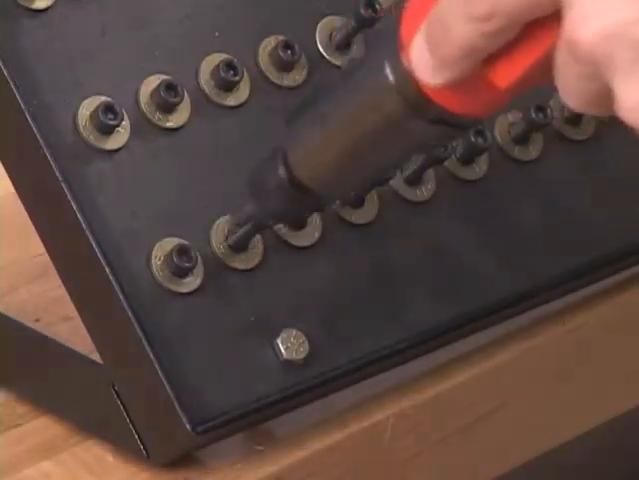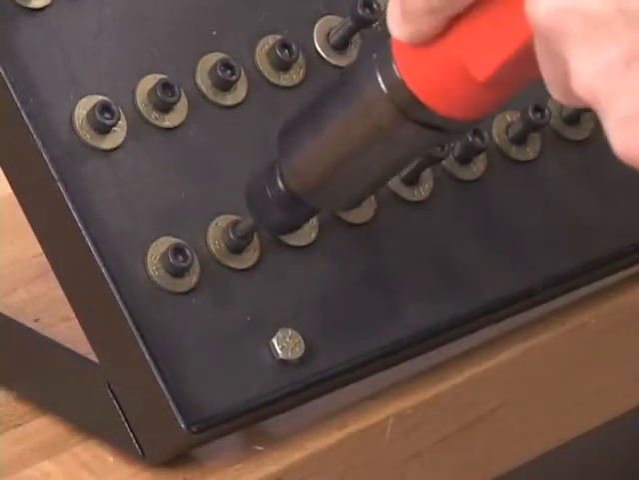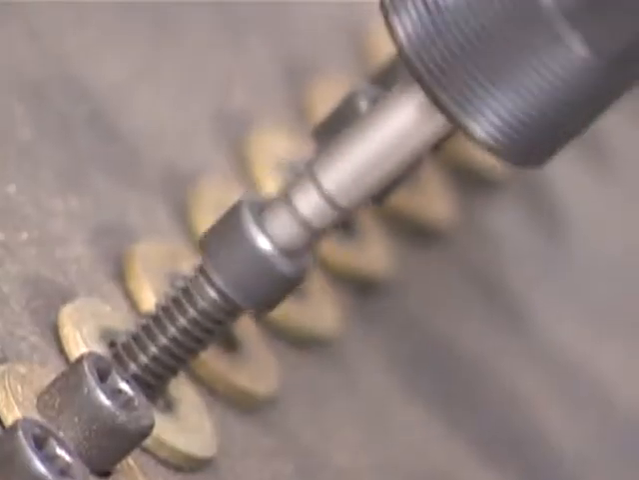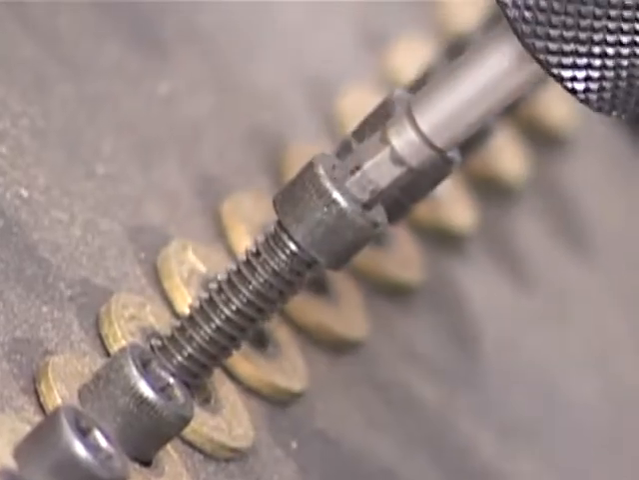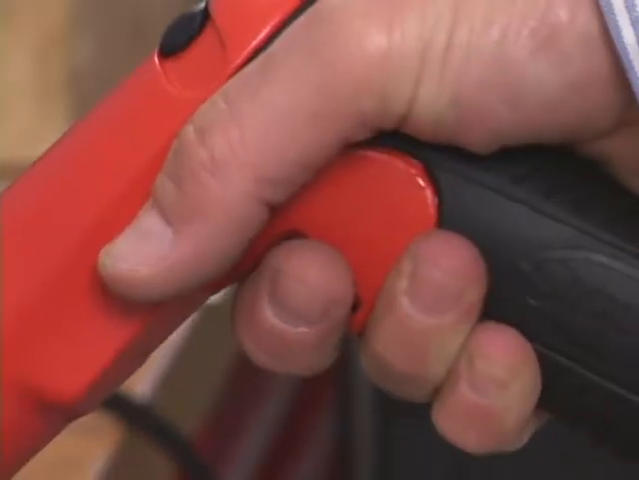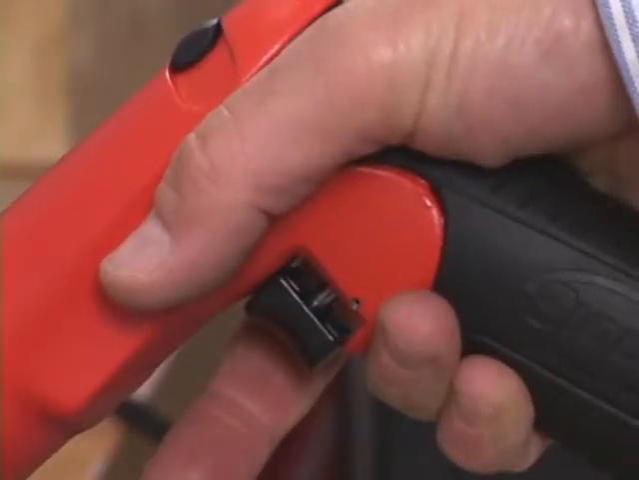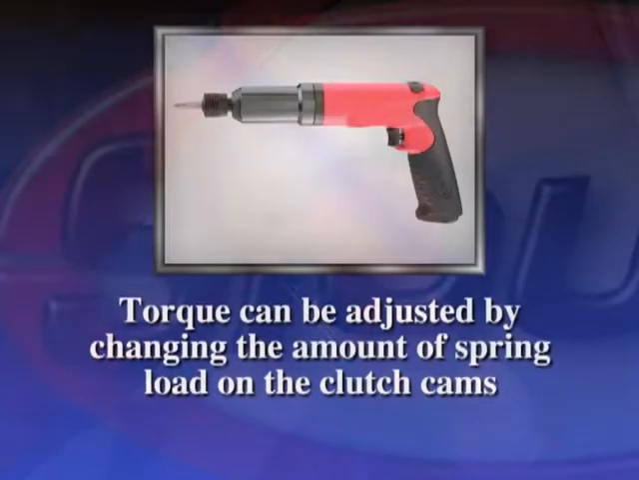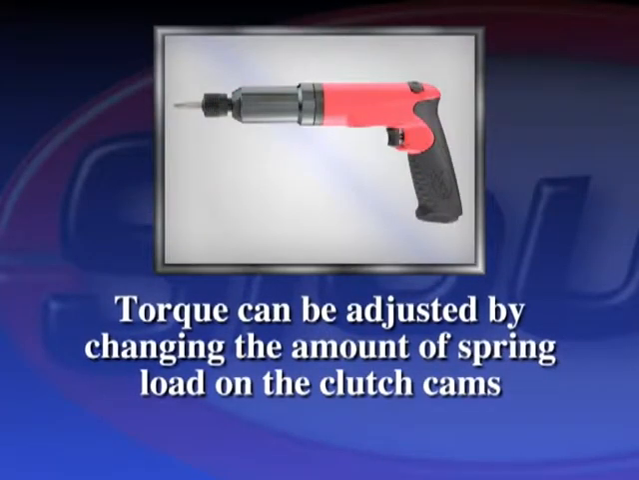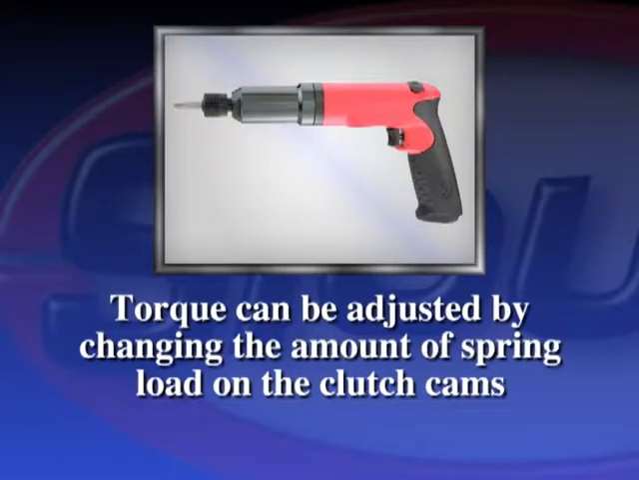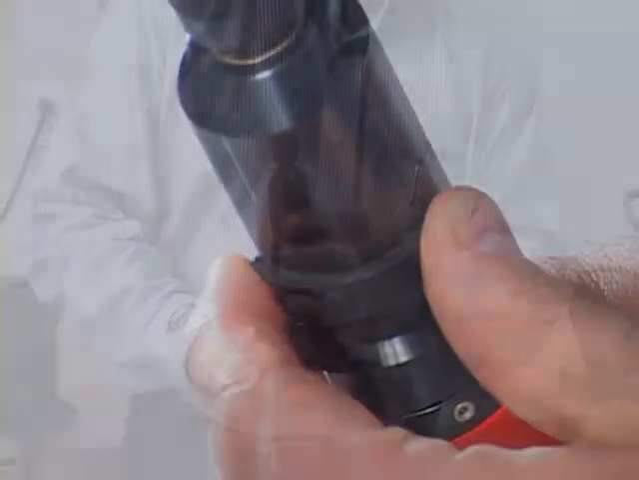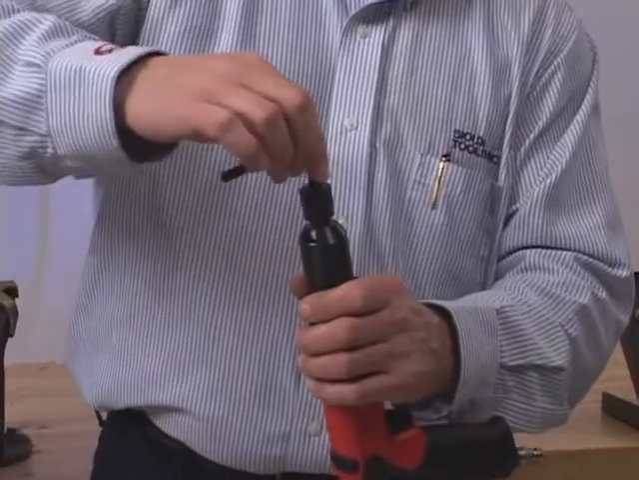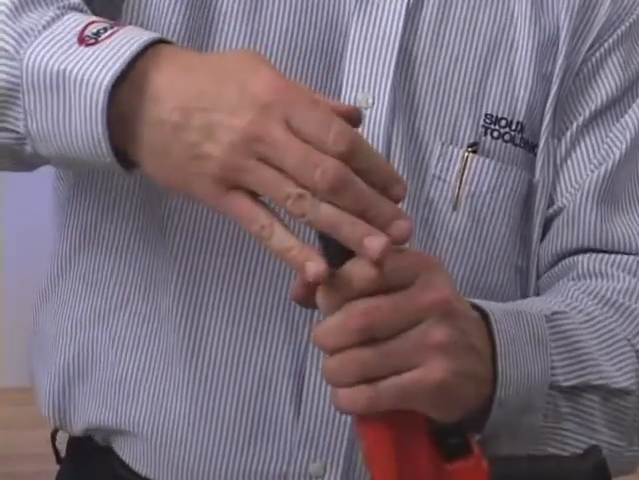The adjustable clutch's output is determined when the tool's preset torque is reached and the clutch cams over the driver cam loads. This causes the clutch to slip, signaling the operator to release the trigger. Torque can be adjusted by changing the amount of spring load on the clutch cams. This is accomplished by turning the tool's adjustment nut, accessible through an opening in the clutch housing.